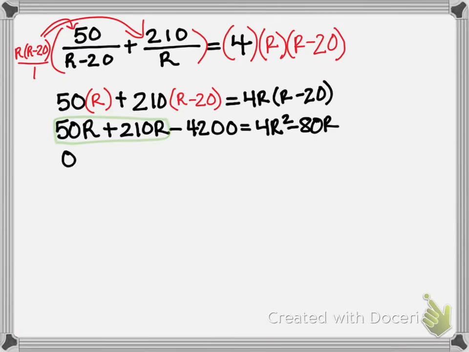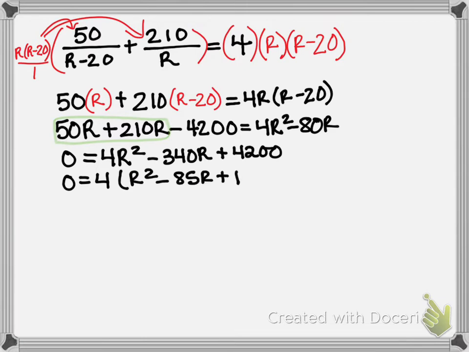So to get this equal to 0, I'm going to have 4r squared on the right-hand side. Then I'm going to subtract that 260r from both sides, leaving me with negative 340r. And then I will have to add 4,200 to both sides to give me plus 4,200. I should also notice there's a GCF of 4. So after I factor out the 4, I have r squared minus 85r plus 1,050. So now I need numbers that multiply to 1,050 and that add to negative 85. So my numbers are negative 15 and negative 70.